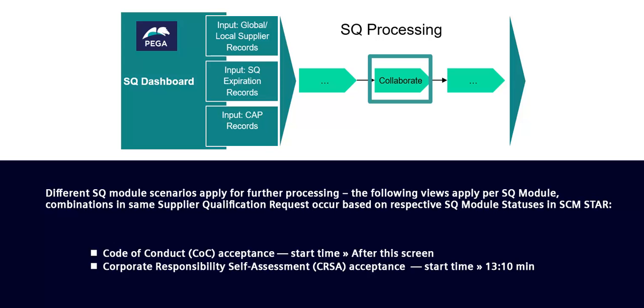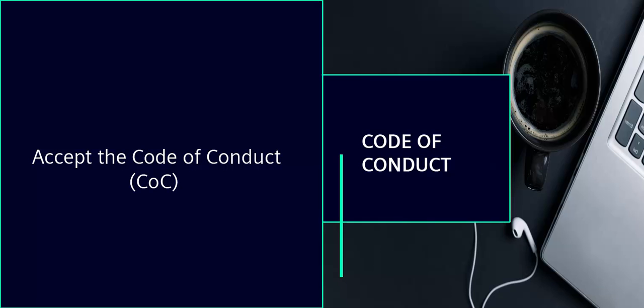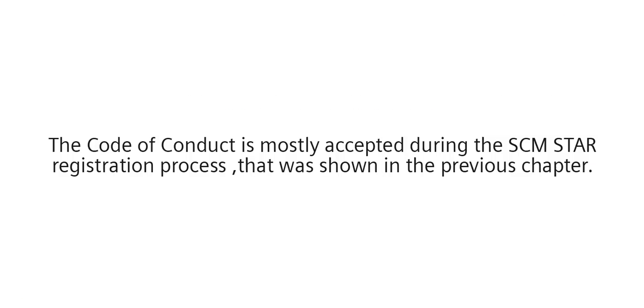Depending on the specific situation of your company, you may be required to answer different questions and submit appropriate documents. Based on different criteria, the following supplier qualification modules may have to be completed: Code of Conduct Acceptance, and Corporate Responsibility Self-Assessment Acceptance. Accept the Code of Conduct. The Code of Conduct Acceptance is a supplier's commitment towards the standards and principles of the Code of Conduct for Siemens suppliers and third-party intermediaries. The Code of Conduct is mostly accepted during the SCM STAR registration process that was shown in the previous chapter.